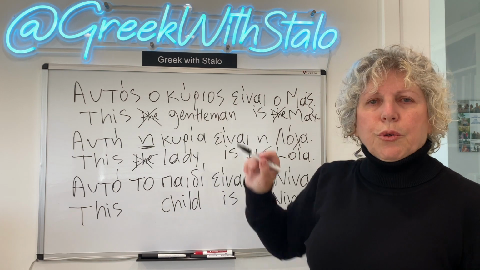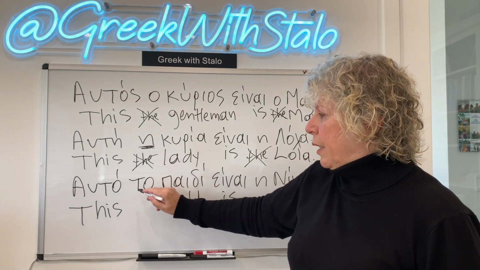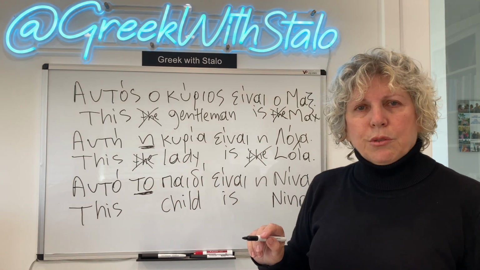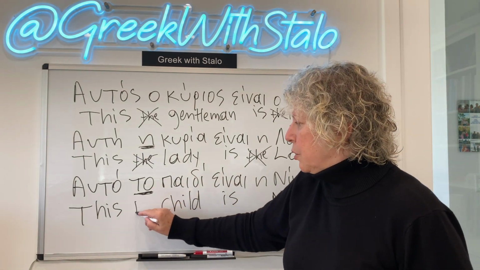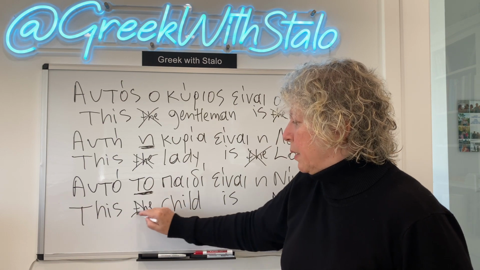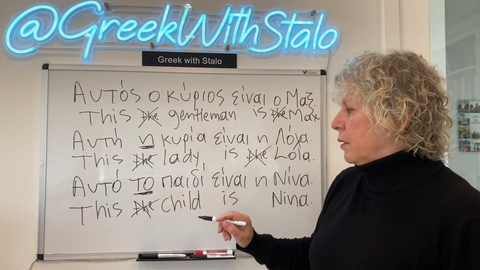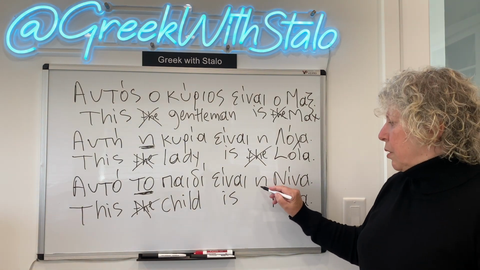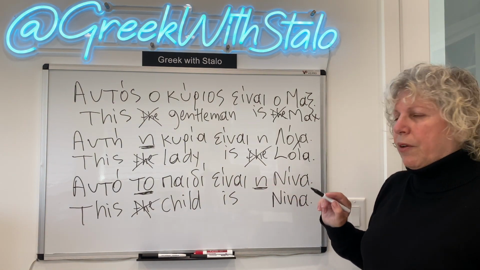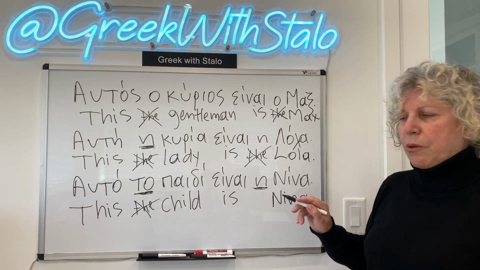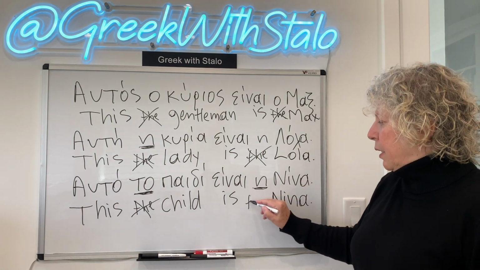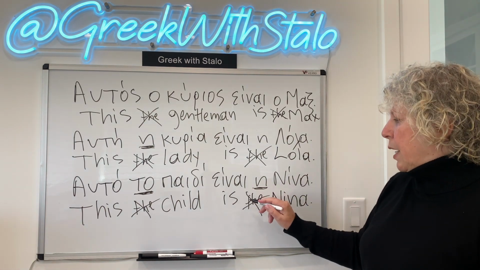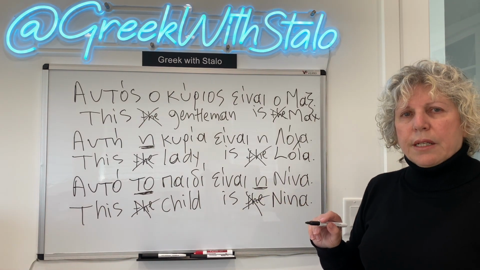Same as in the other two examples. In Greek we need the definite article το in the neuter form here, but in English we have to omit it. This child is, and here in Greek we use again the definite article with a proper noun, Nina, but in English we don't. So we just have to say is Nina, not is the Nina.